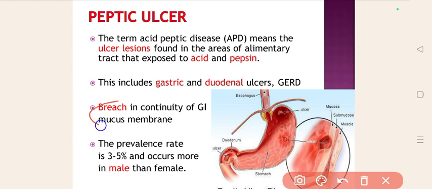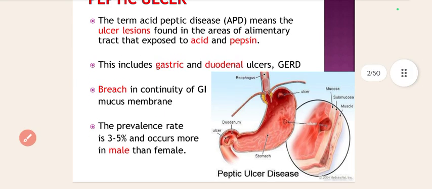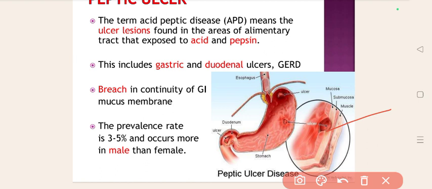Now, when we call it an ulcer, there is a breach in the continuity of the GI mucous membrane or the GI mucosa. As you can see in the picture, there is a peptic ulcer. Ulcer means a breach in the continuity of the GI mucosa, and there is a development of the peptic ulcer.